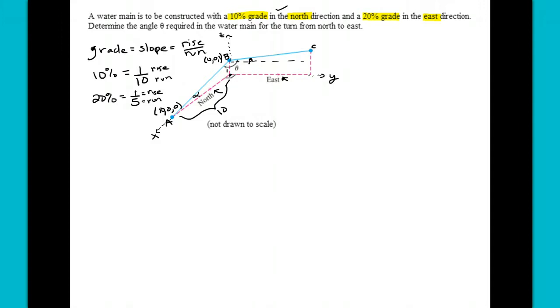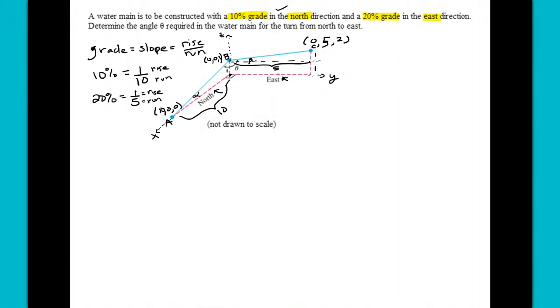So if I rise 1, my z coordinate goes up by 1. So my z coordinate should be 2. I've already got this 1 here, and now I have another 1, so that's why my z coordinate is 2. If I run 5, this distance along the east is 5. That's your y coordinate, changing from 0 to 5. But your x coordinate shouldn't change, it should still be 0. So we have the coordinates for the points. Now we're in good shape. It's all downhill from here.